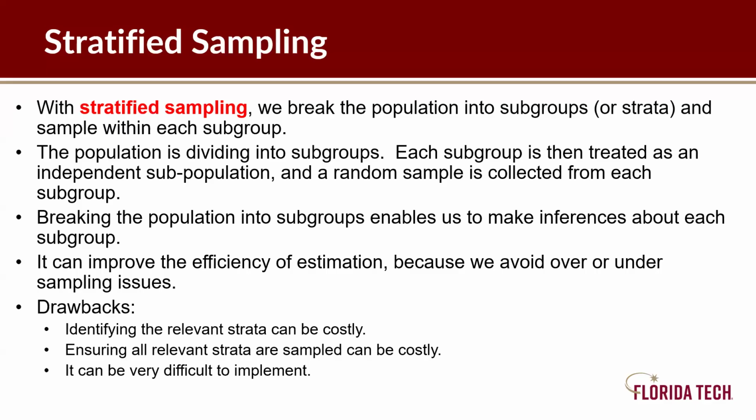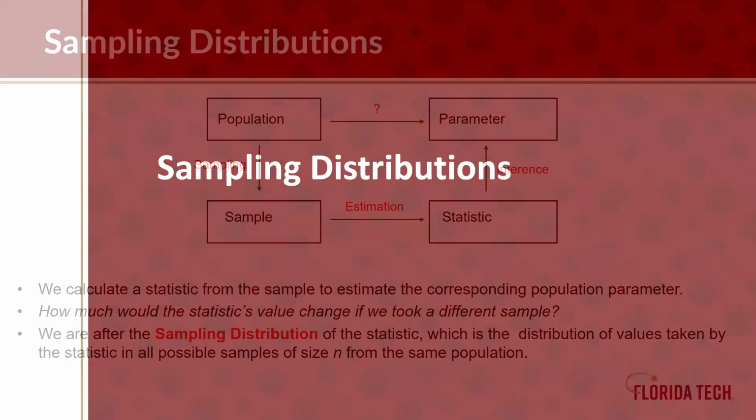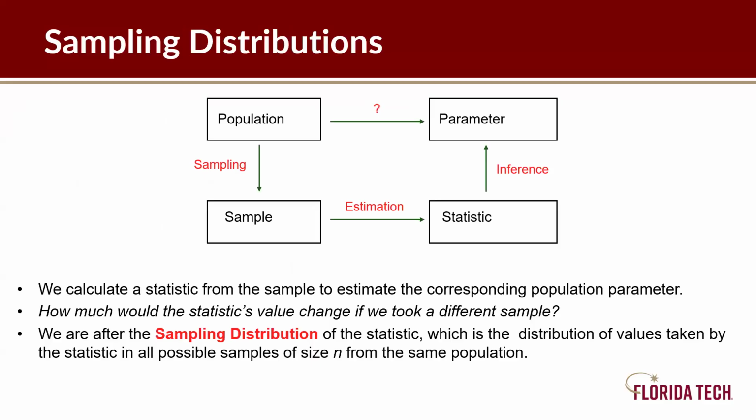Okay. Let's now talk sampling distributions. So we've seen this before. This is our basic paradigm, it's our basic setup. We have a population. That's what I care about. It has parameters. That's what I'd like to know.